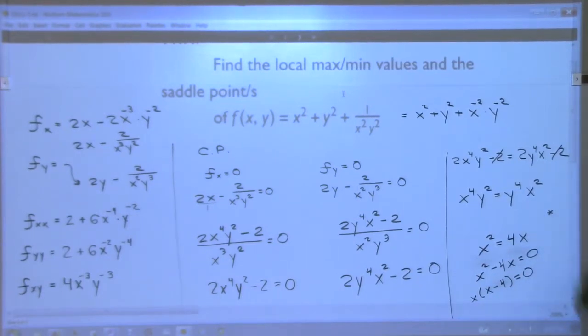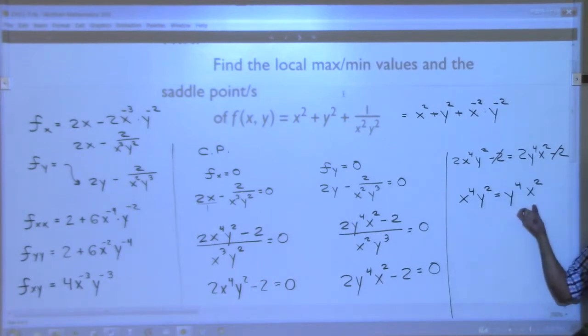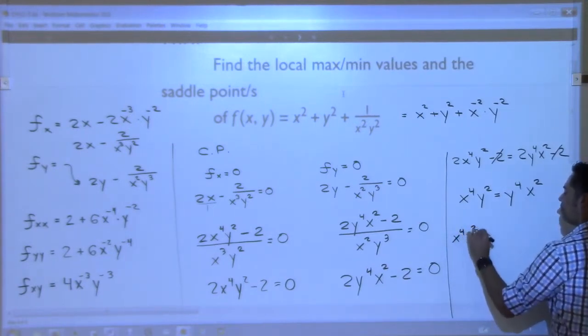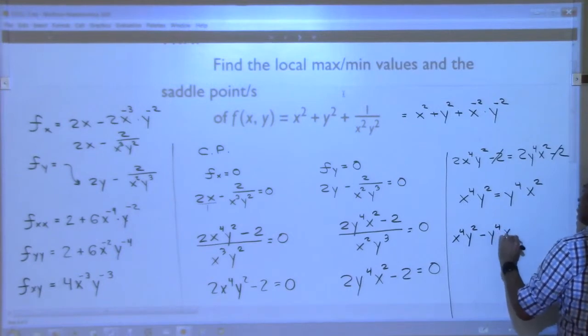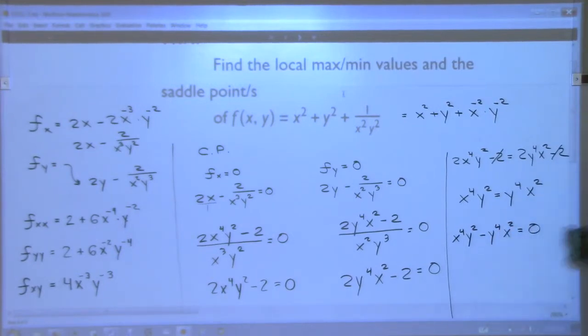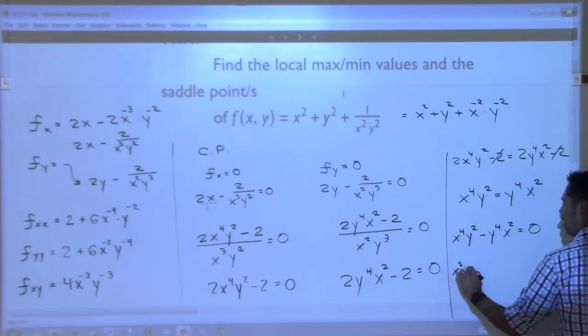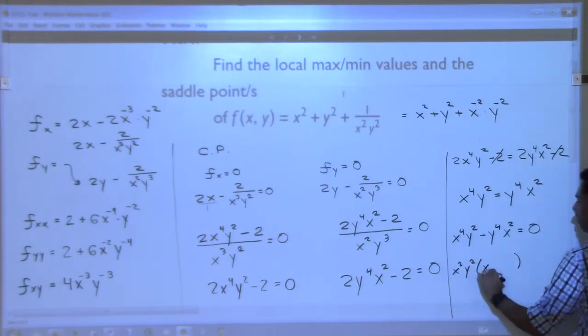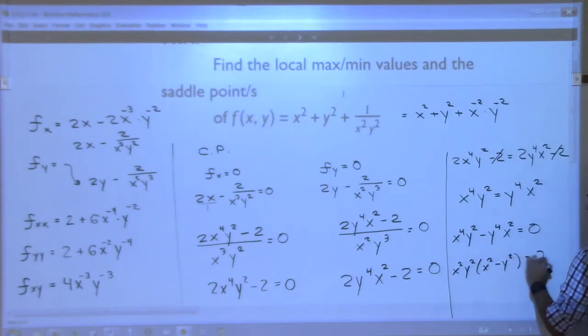So here, you might be tempted to divide through by x squared and y squared, but then you're making these little promises. So instead, move everything over to one side. Okay, everything's over to one side. And then recognize this can be factored. So now on the left side, I can pull out x squared y squared. And then what's left inside there? X squared minus y squared equals 0.